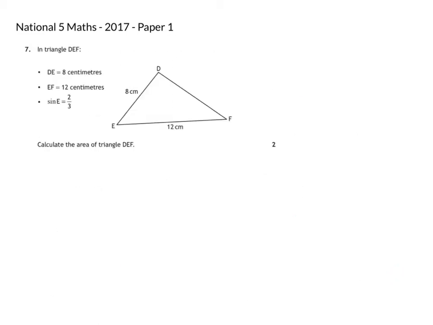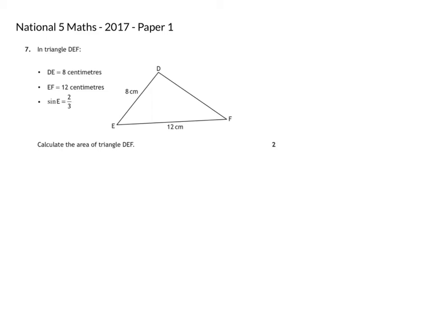Okay, so here we go with question 7. We have a triangle DEF, and we know that D to E is 8 centimeters, E to F is 12 centimeters. Don't know where that 7 came from. And sine E is 2/3. So we need to calculate the area of the triangle DEF.